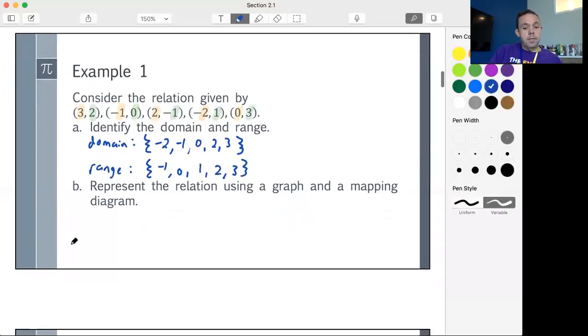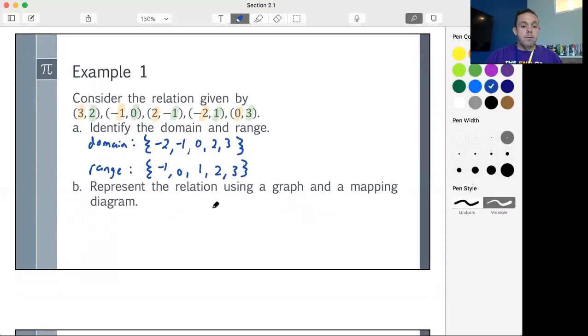Now, to represent this relation using a graph and a mapping diagram. For the graph, it's just a coordinate axis. So here's your x and here's your y. And I'm just going to give these some numbers: 1, 2, 3 on each axis. So my first point, (3, 2), go to 3 on the x and 2 on the y, and I plot the point. (-1, 0), I plot the point. (2, -1), I plot the point. (-2, 1), I plot the point. And (0, 3). Now this is the relation. I just graphed all of the points.